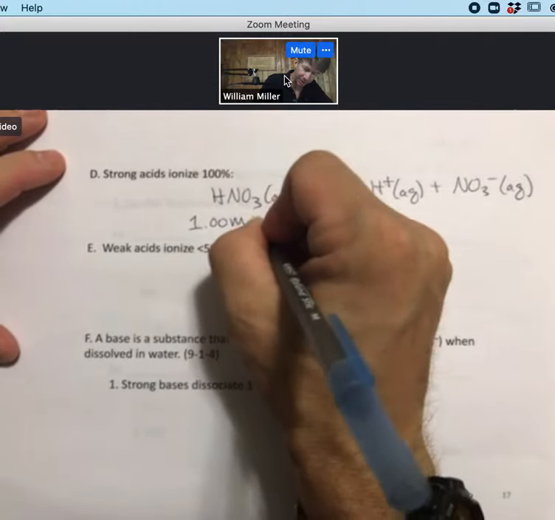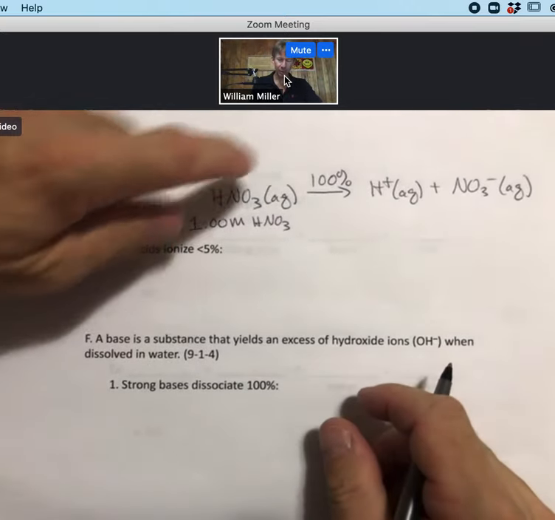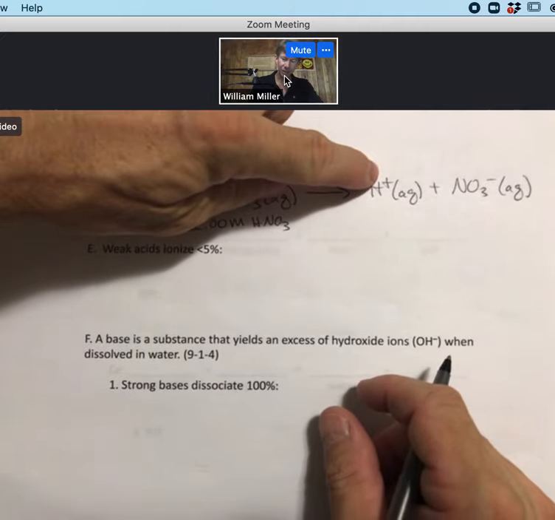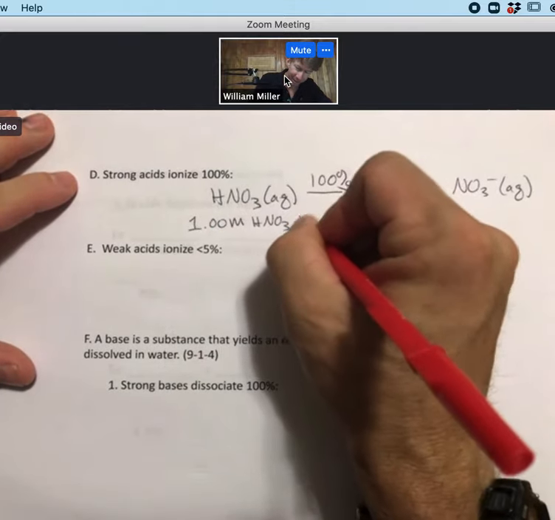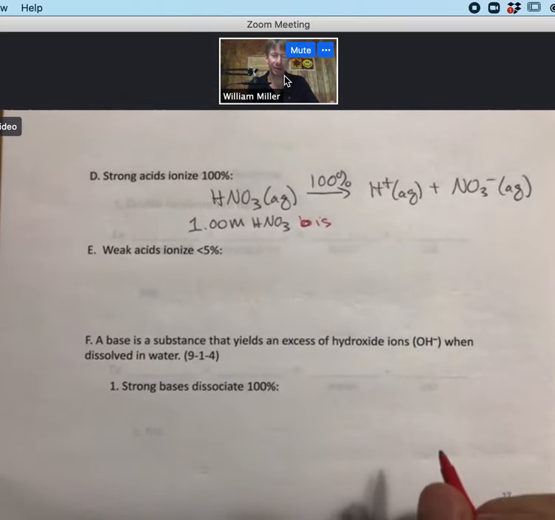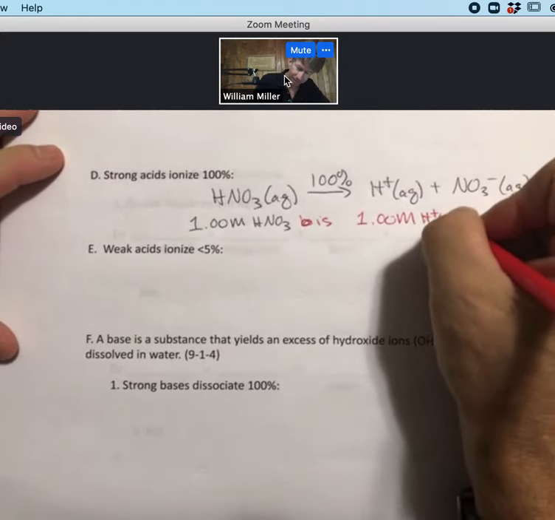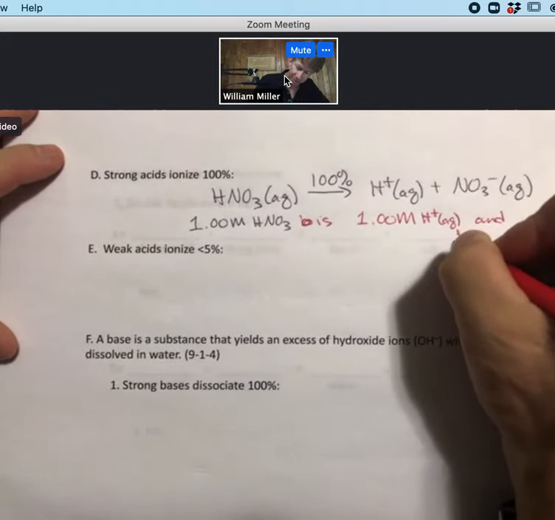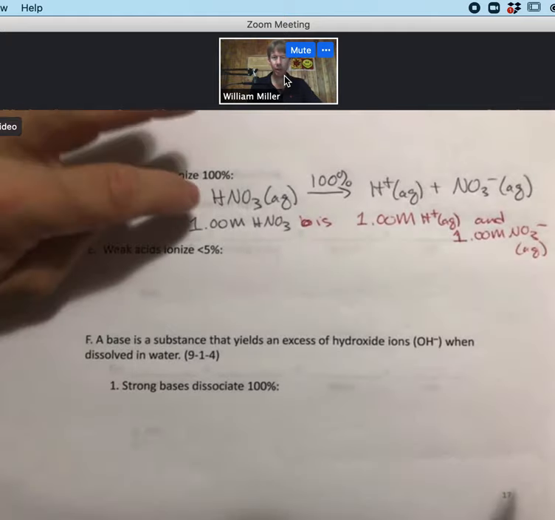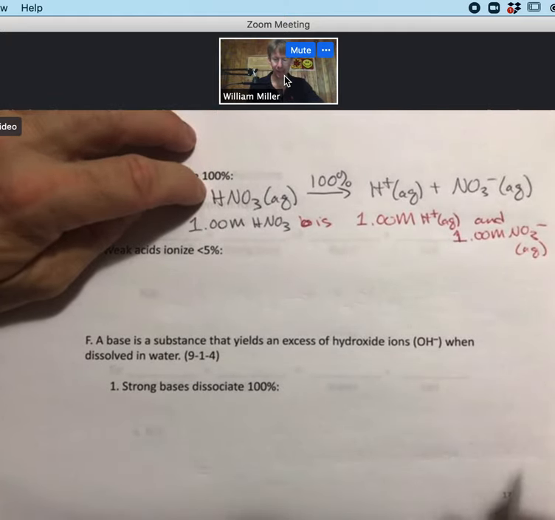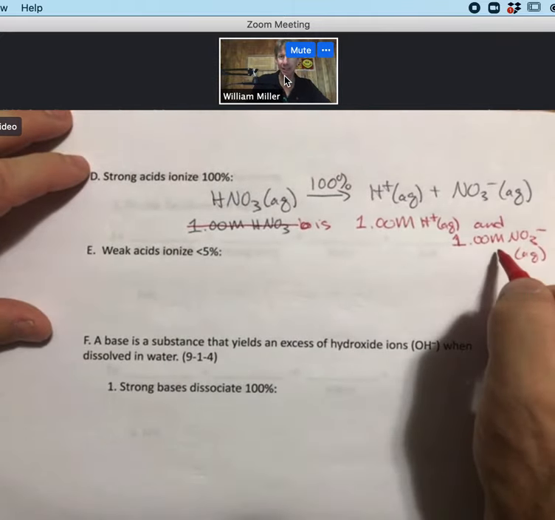Now, we mention this again because if you have a 1.00 molar solution of nitric acid, at least that's what the bottle says, we know that it is broken up 100% into hydrogen ions and nitrate ions. So this is 1.00 molar hydrogen ions and 1.00 molar nitrate ions. There are no whole molecules in there. It is broken up 100%. This is what the bottle says, but this is what's really in there.